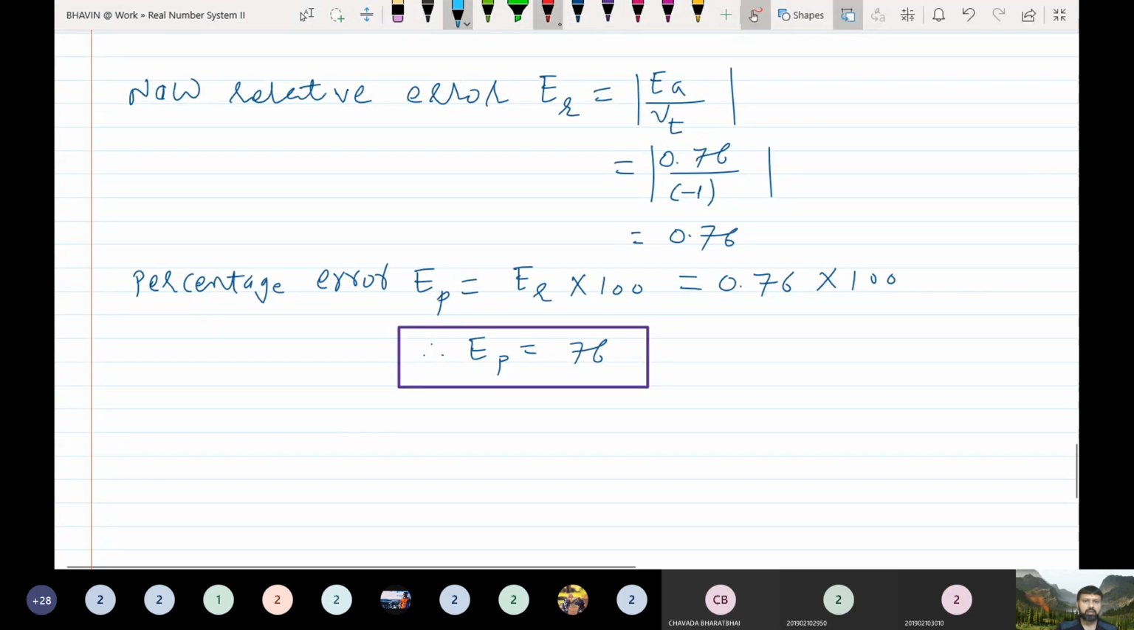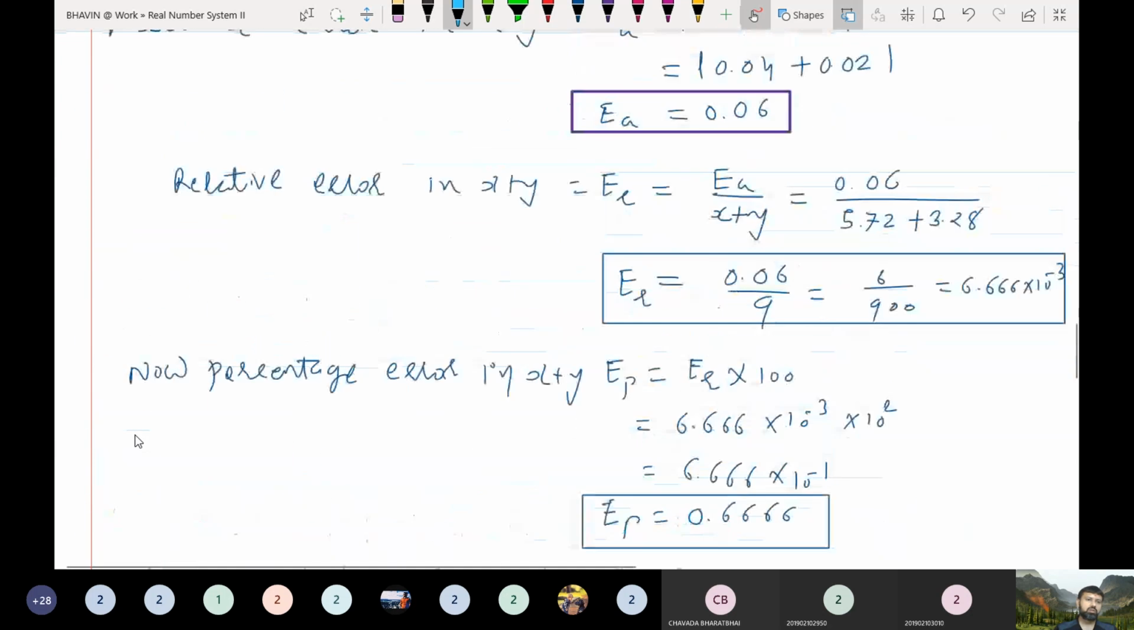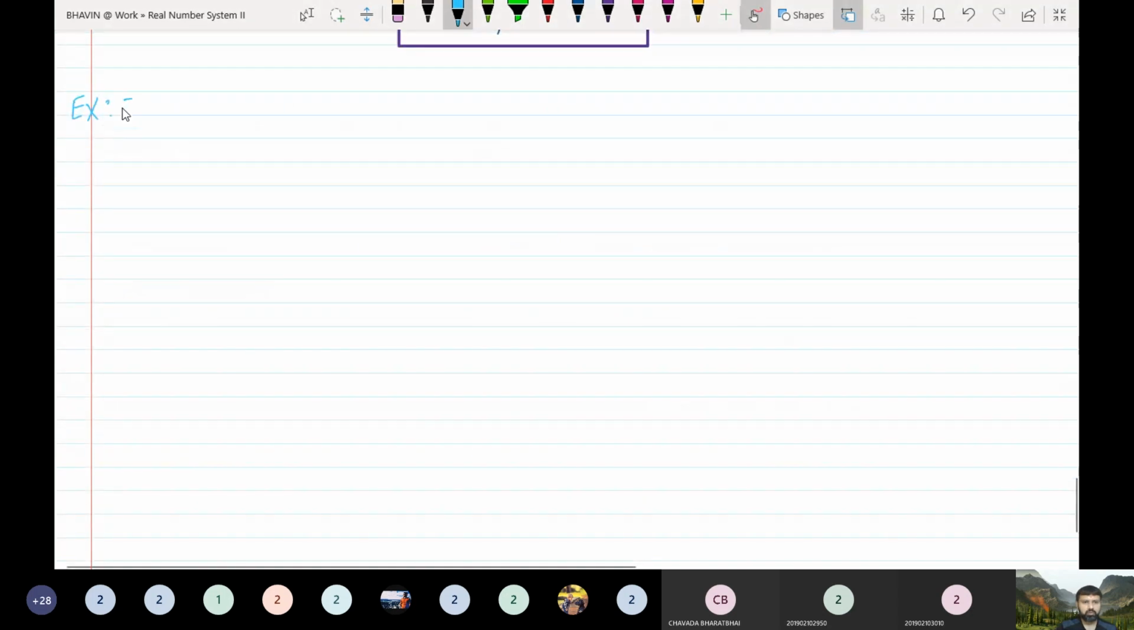So now let me take next example. Example, I think 5th. Last one was 4. Yes. Fine. If y equal to 3x raised to 4 minus 5x plus 2, then find relative percentage error in y.